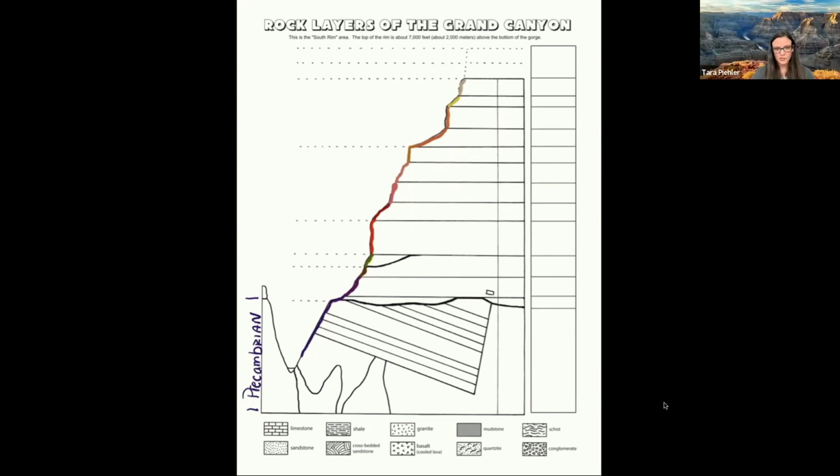Okay, so here's our little key down here. So at the Precambrian, we're going to have a schist, okay? In the Grand Canyon, you're just going to pick a color that you want to draw. We'll do wavy lines. Wavy lines generally means metamorphic rock, okay? The rock that they found here in the Grand Canyon is around 1.7 billion years old. And this is called Vishnu schist.